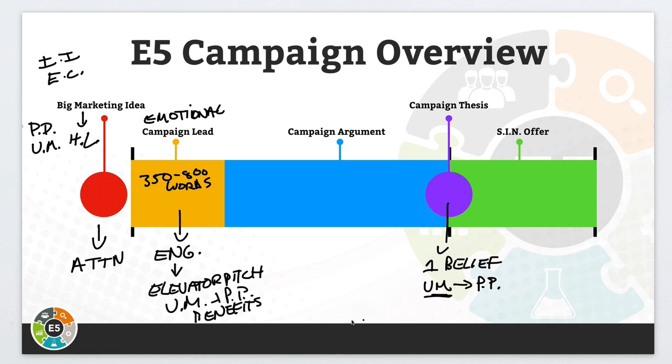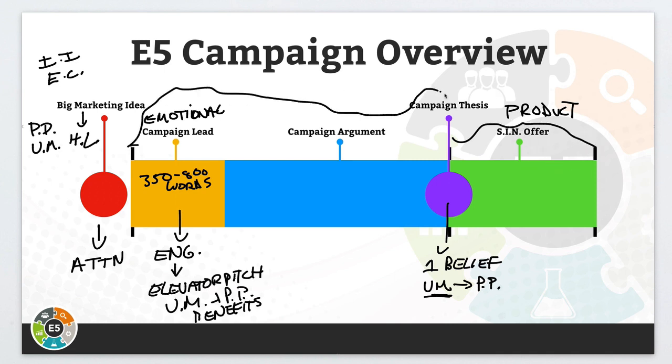We're not talking about the product until we get to this portion of your campaign. So this portion is where we're talking about your product or service. This portion over here is where we are talking about your unique mechanism. And so you'll understand how powerful that is as we go through and build this out for you.